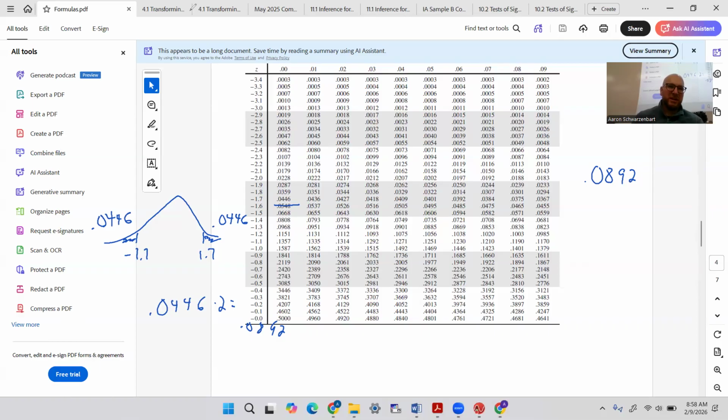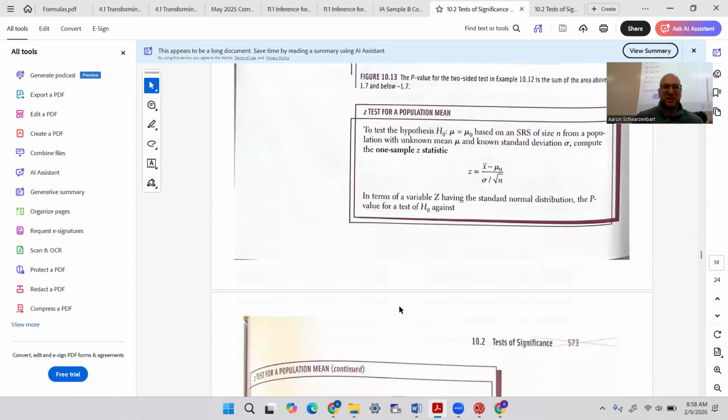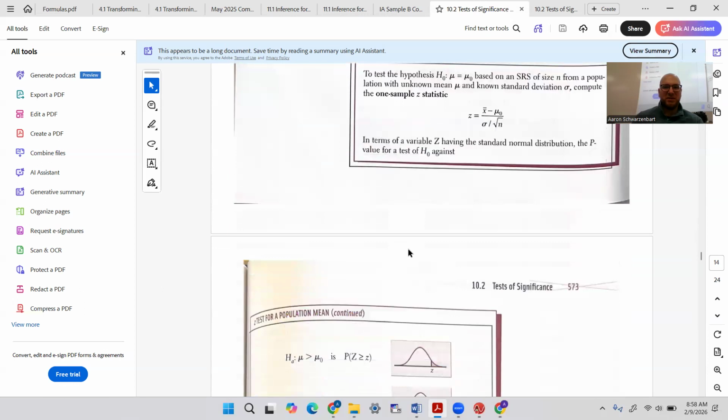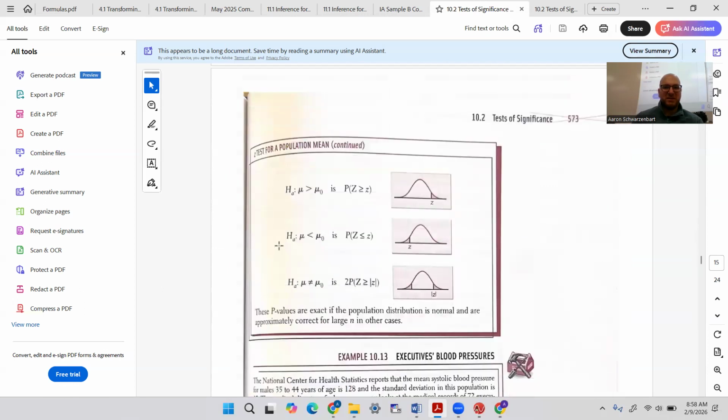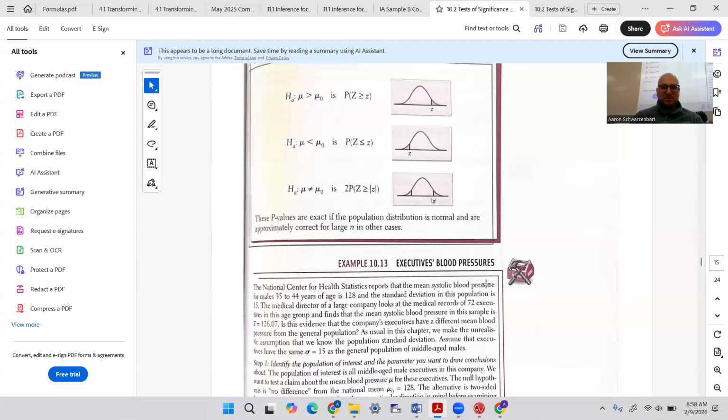Not always. I think courts in America usually use 0.05 on tests. Like if you're suing, the evidence that they're going to need to support them is 0.05. So here's your curves: greater than, less than, two-tailed. So for the not equal case, you just double the one-sided p-value.